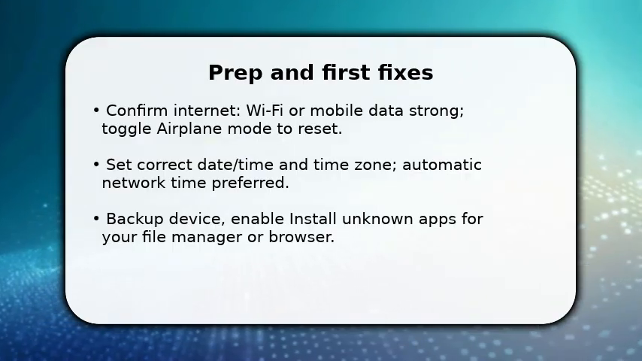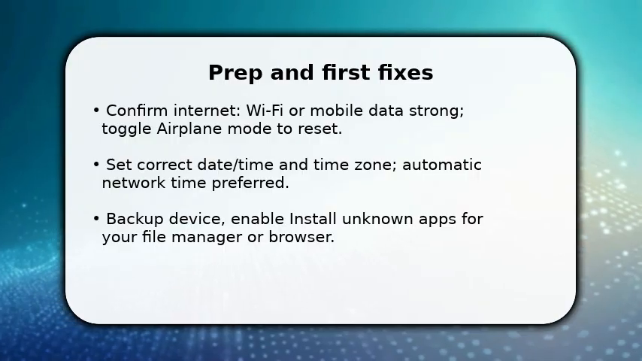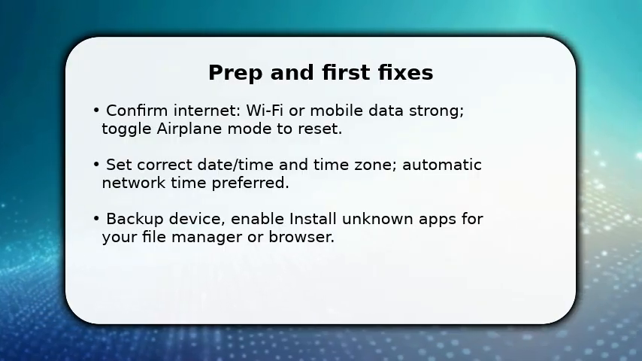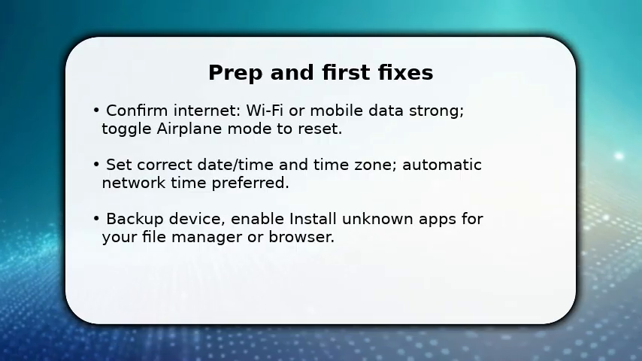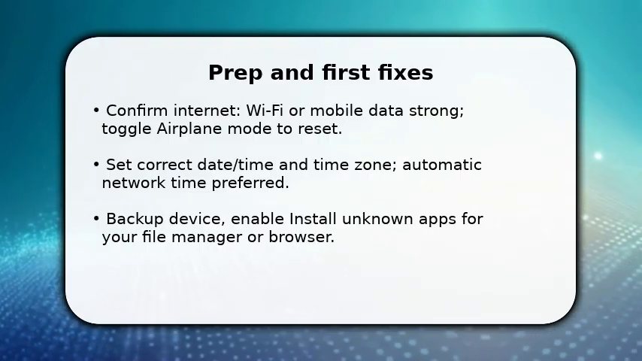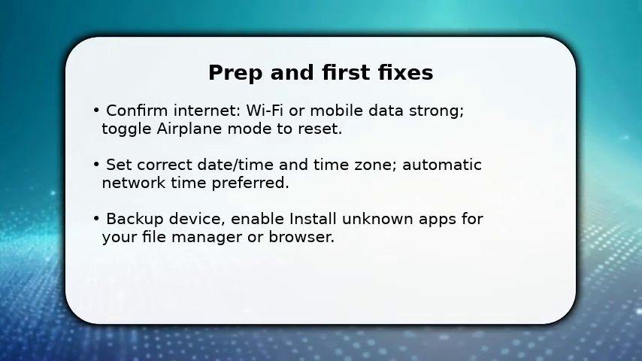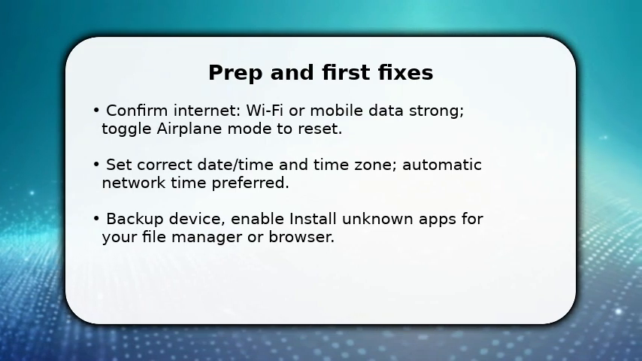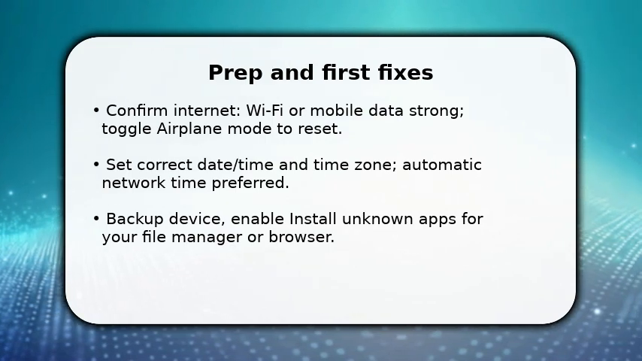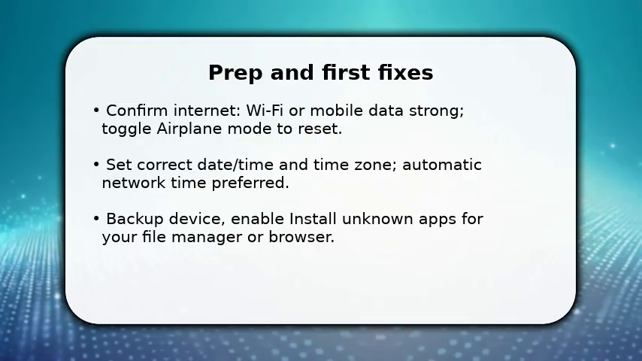Once done, back up personal data, then enable installation from unknown sources for the downloader or file manager you'll use. Also check EMUI version and free storage. Insufficient space or very old firmware can prevent Play services from registering properly. Now you're ready to fetch the required APKs.